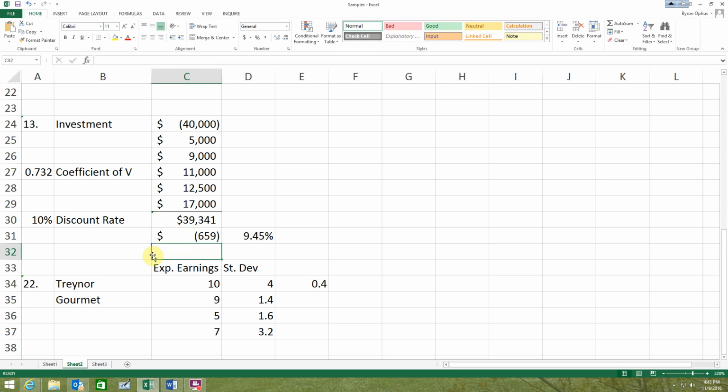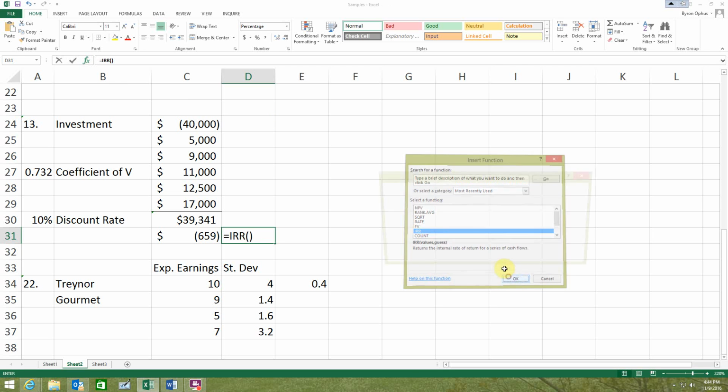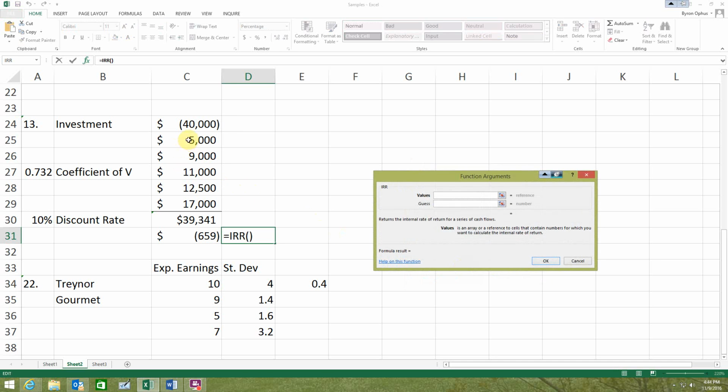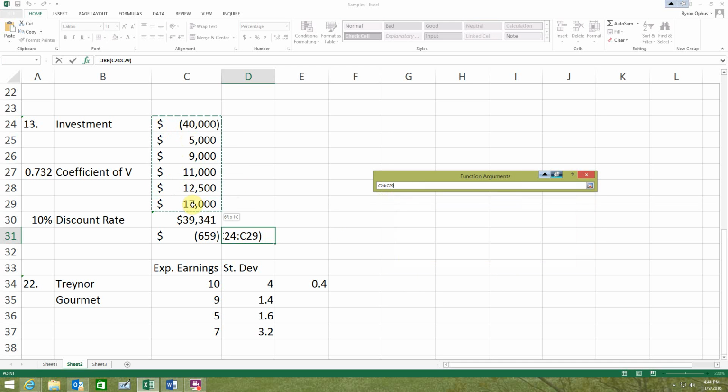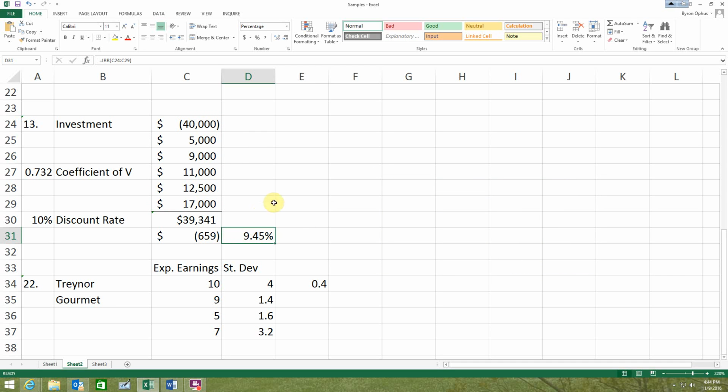So in this case, I would not accept this particular one. If I want to confirm that, I can also do the good old IRR, right? And if I'm going to confirm that, my IRR should come in at less than the 10%. Sure enough, 9.45%. So this would be a bad deal.